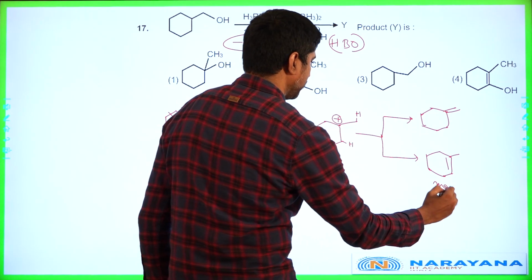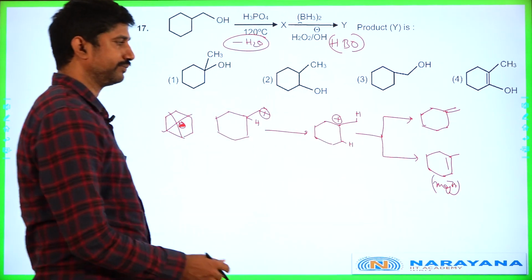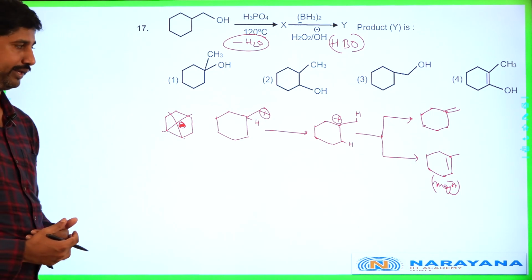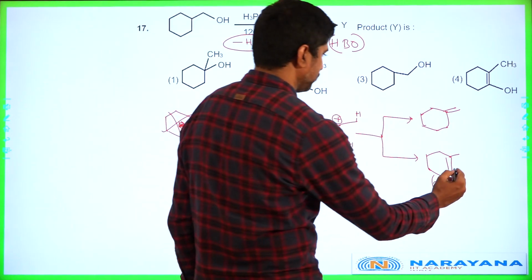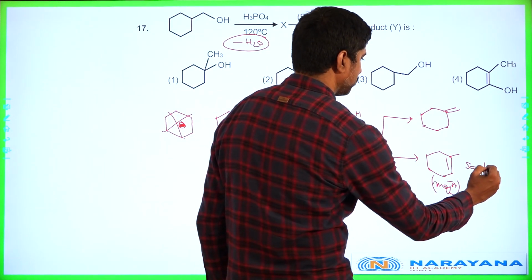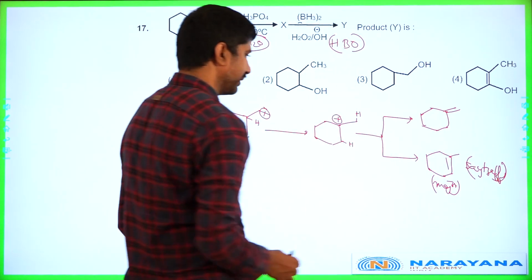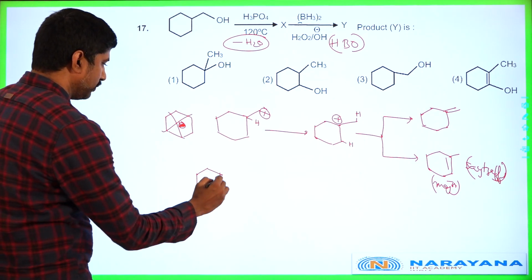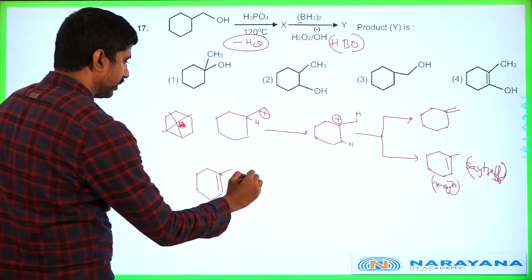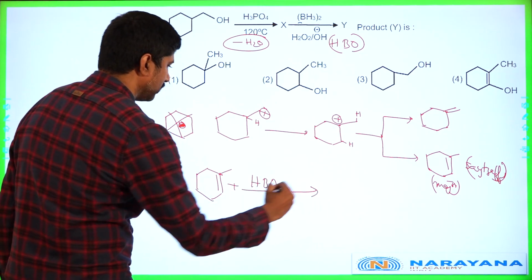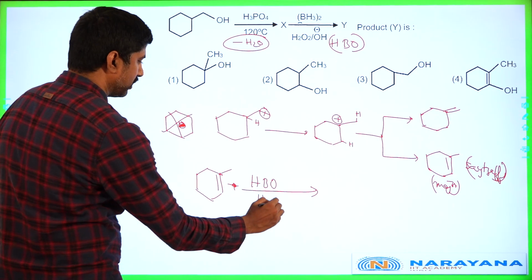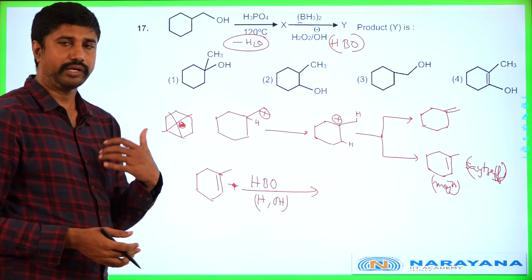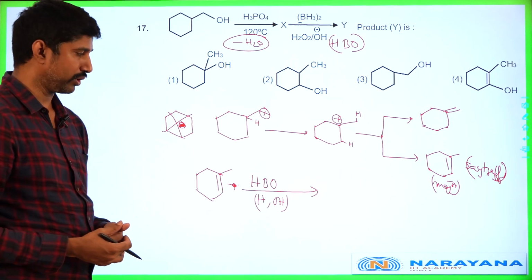So this is becoming the major product as it is a Saytzeff product, the more substituted alkene. So the Saytzeff product is major and the Hofmann product is minor. So the Saytzeff product you will get, that is the compound X. And next step, when you are going for compound X and if you are going for hydroboration oxidation, it is nothing but addition of H and OH to the double bond, and it gives that anti-Markovnikov type of product.